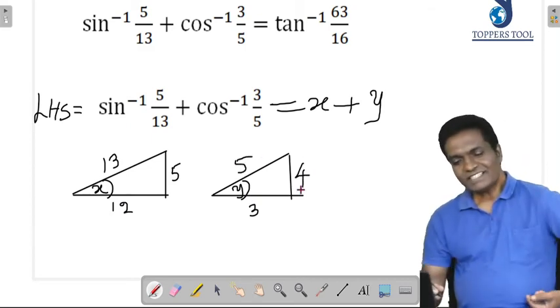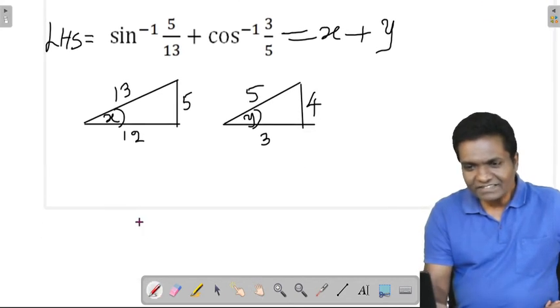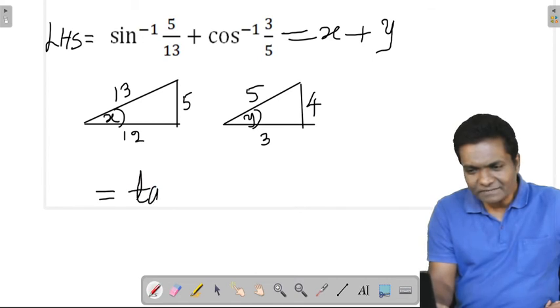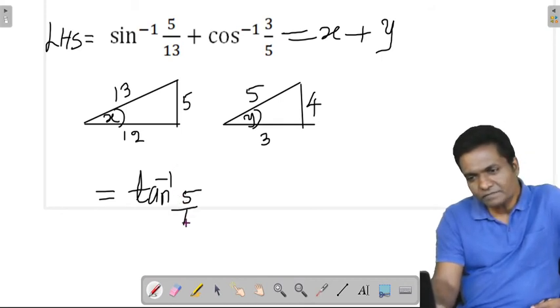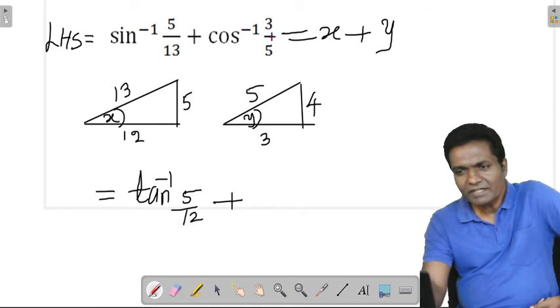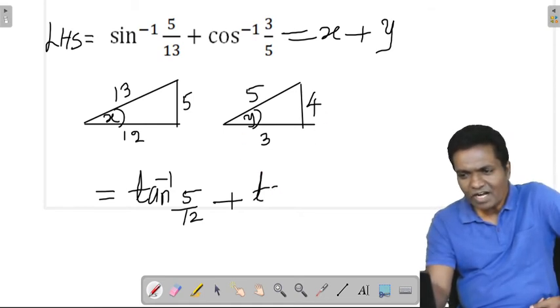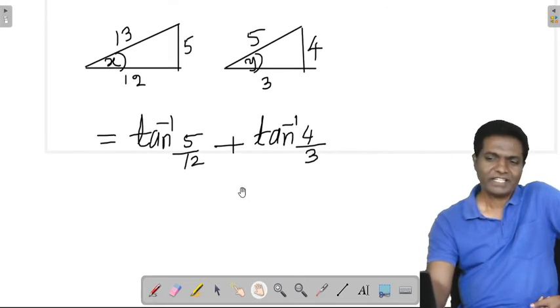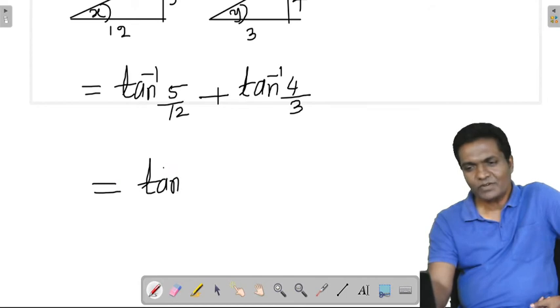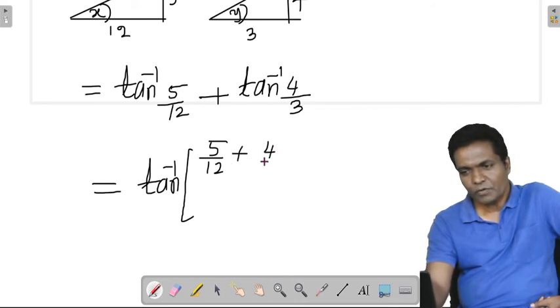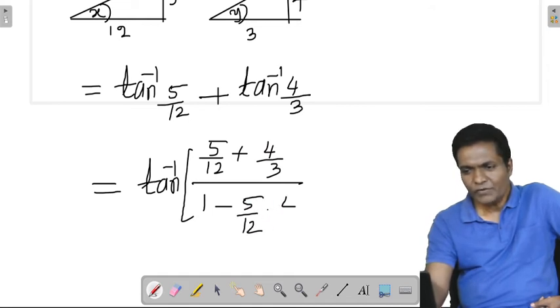Fine. Now there is nothing hard to write. You can write in terms of tan inverse. So this can be written as tan inverse of 5 by 12. And this can be written in terms of tan inverse, as you know, opposite and adjacent, tan inverse of 4 by 3. Okay. Now apply the formula. This is tan inverse of 5 by 12 plus 4 by 3 whole divided by 1 minus 5 by 12 into 4 by 3.